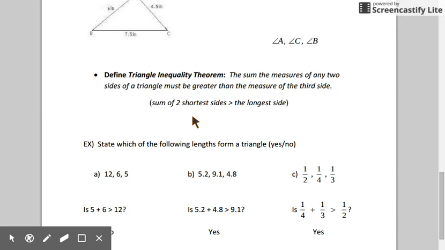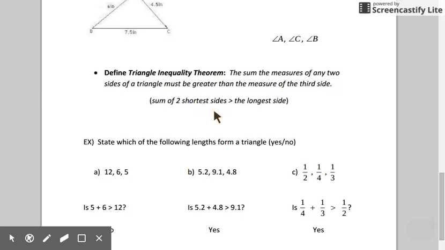If we do that check, that's all we need. So really, in the parentheses is our shortcut. As long as we can add up or find the sum of the two shortest sides and check to make sure it's bigger than the longest side or the third side, then we know that we've created a triangle. Notice that it doesn't say they could be equal or less than. So the sum of the two shortest sides has to be bigger than, not equal, not less than.